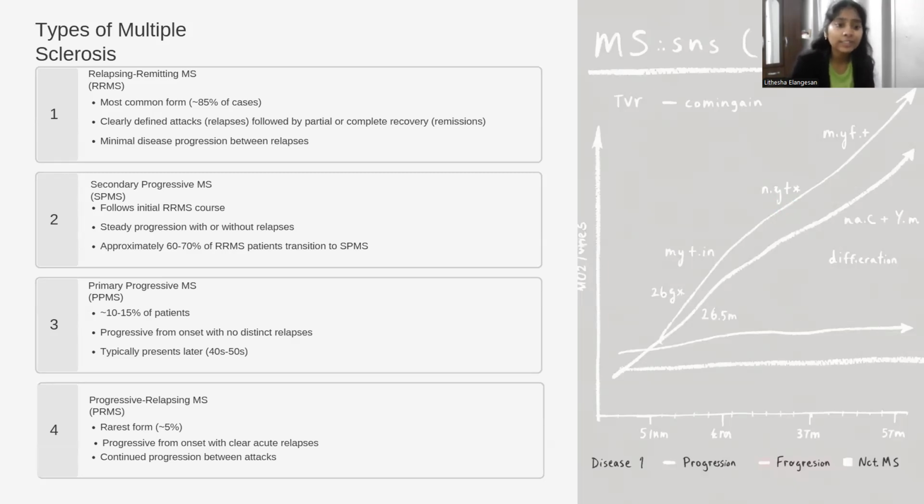The last one is progressive relapsing MS, which is kind of the opposite of relapsing remitting MS. So there will be periods of relapses, but the disease will get progressively worse. It's the rarest form of MS that you can get, and there will be continued progression of the symptoms between periods of attacks.